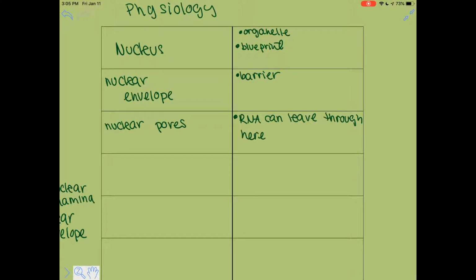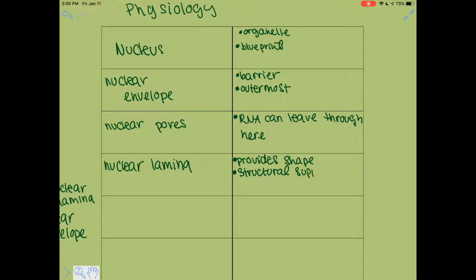Now, the innermost layer, or the nuclear lamina, is a good structural support system. So it provides the shape of the nucleus and its structural support as well. And it is, as I mentioned, the innermost membrane.